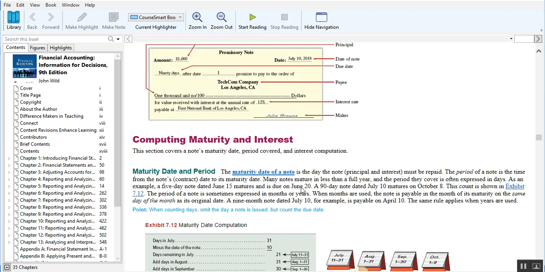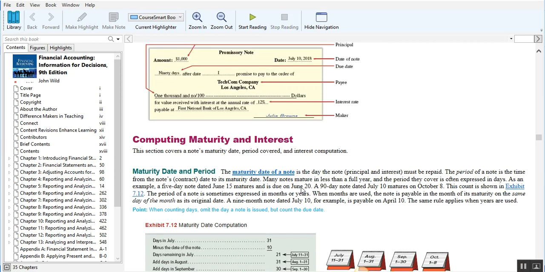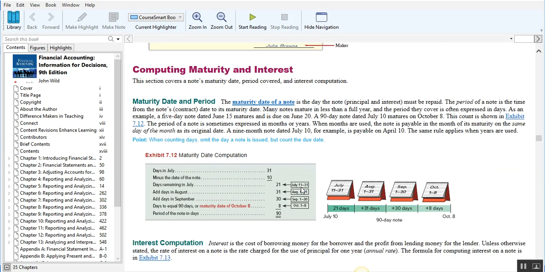So we're going to have to compute a couple of things. Number one, we need to know when this maturity date is going to be exactly. If it says 90 days and we make the note on July the 10th, we need to do a calculation to find out exactly what day that's going to mature. So we take the 31 days that are in July, we subtract out the date that we made the note. That means we have 21 days in July.